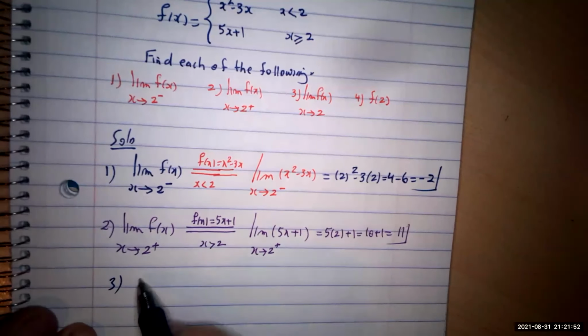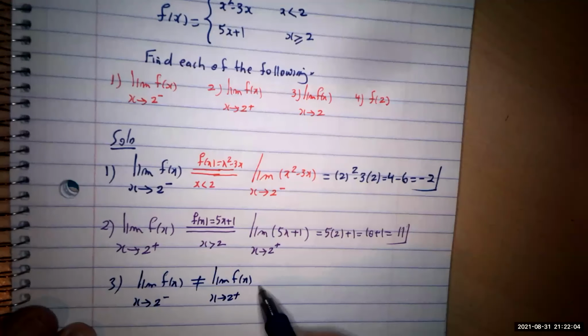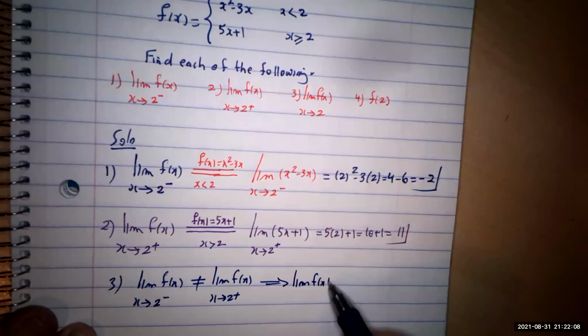And this is the way you're going to explain it. You say, oh, the limit of f of x when x goes to 2 negative is not equal to the limit of f of x when x goes to 2 positive. So that would imply the limit of f of x when x goes to 2 does not exist. That's it.